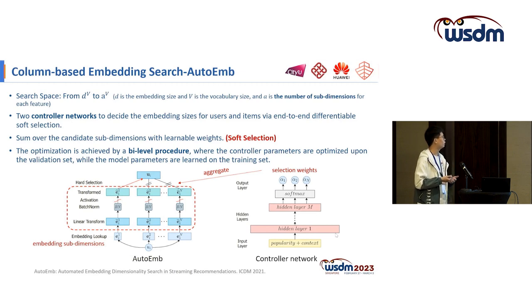And the optimization process is achieved by a bi-level algorithm, where the controller parameters are optimized upon the validation dataset, and the model's parameters, including the embedding parameters and the parameters in the MLP component, will be learned on the training dataset.